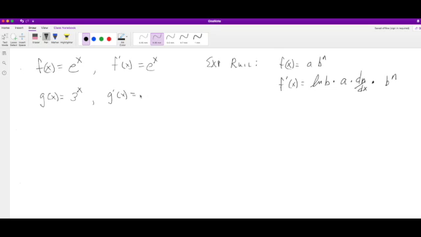So what that means over here with g prime is that we're going to do ln of the base. ln of 3. That's the first part. And then the a here is actually understood to be a 1. So we would do 1 times the derivative of x, which is 1, and then times the original function, which is 3 to the x power. And that's our derivative. Now we can simplify that quite a bit. Normally we would write it as ln of 3 times 3 to the x.